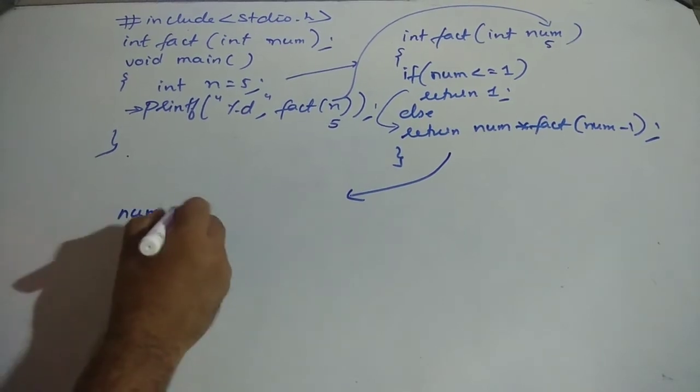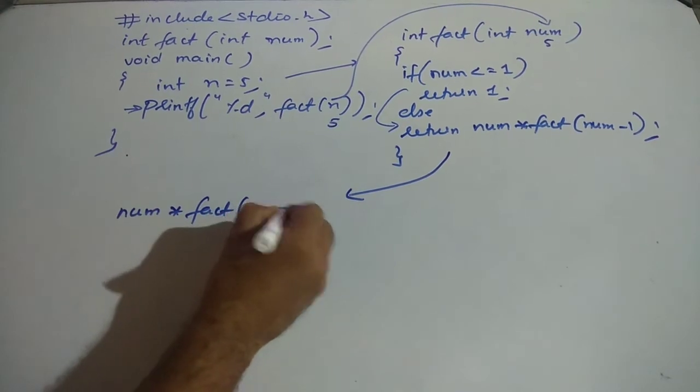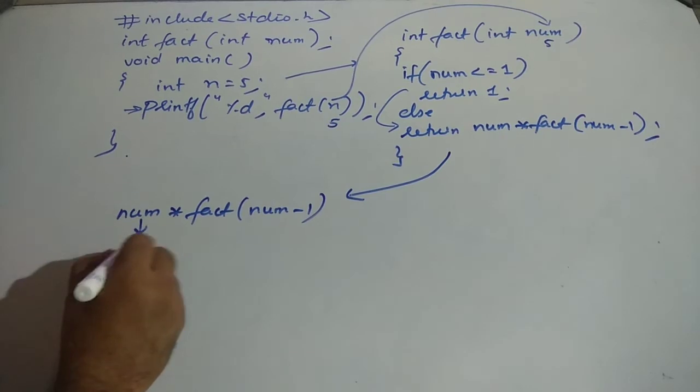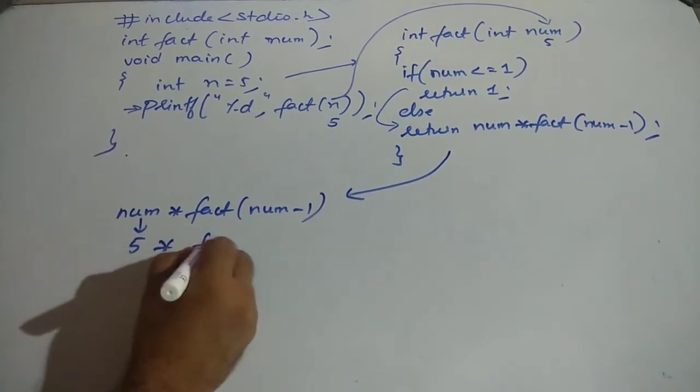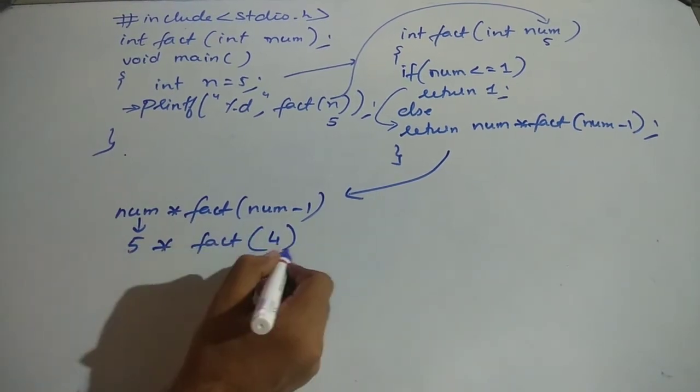Return num into fact of number minus 1. This statement will be executed. What is number here? Number is 5. 5 into fact of number minus 1. 5 minus 1 is 4. This statement will be executed.